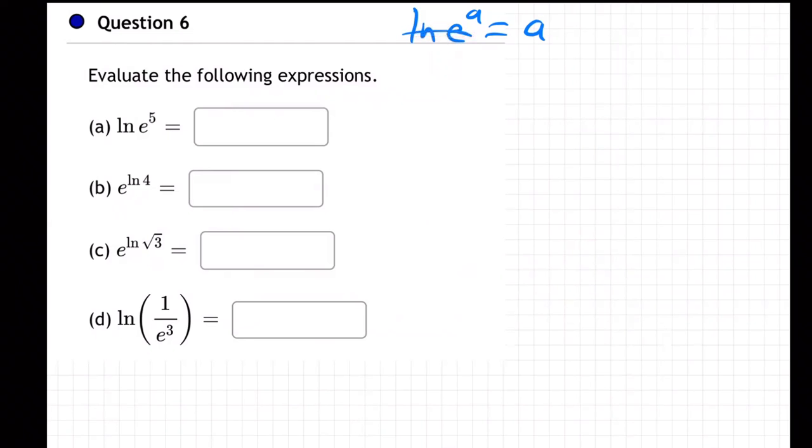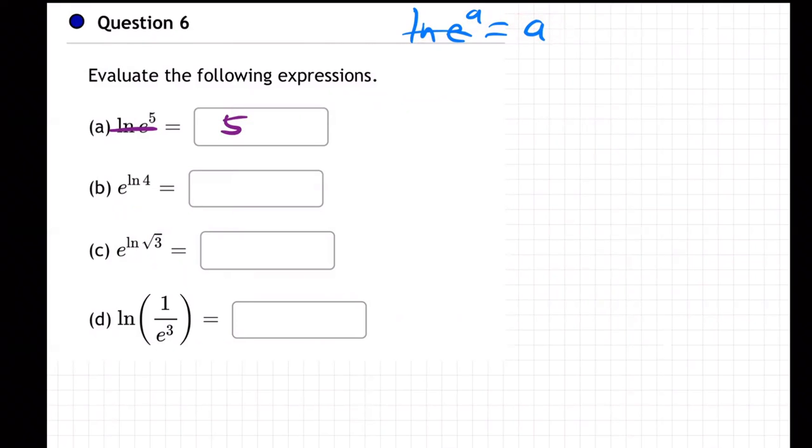Because remember, logs are the opposites of powers. Natural log is base e, so it's the opposite of e to a power. So basically, if they get together, they cancel each other out. So in other words, with this first one here, they cancel each other out, and it's just 5. There's nothing to do.